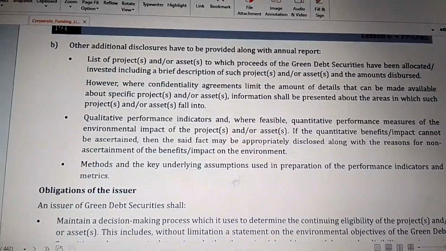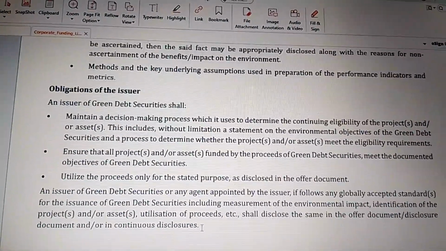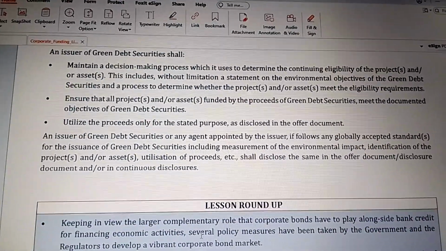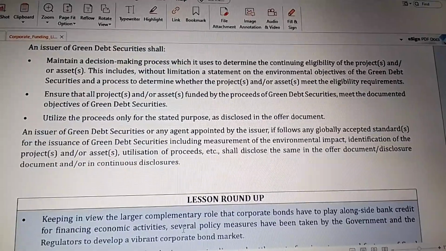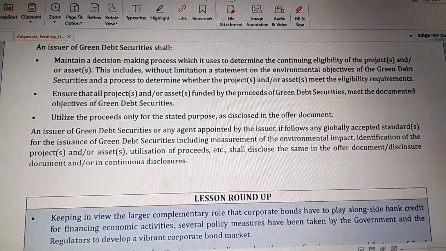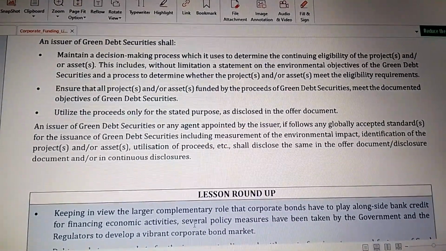Obligations of the issuer. The issuer of the green debt securities shall maintain the decision-making process which it uses to determine the continued eligibility of the project and the assets. This includes, without limitation, assessment of the environmental objectives of the green debt securities and the process to determine whether the project or asset meets the eligibility requirements. Ensure that all the projects or the assets funded by the proceeds of the green debt securities meet the documented objectives of the green debt securities.